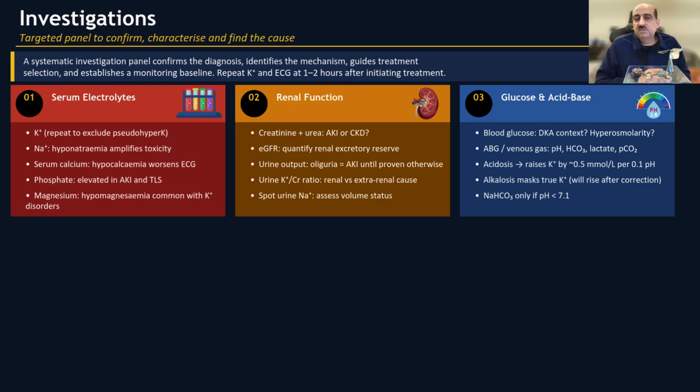Glucose and acid-base balance we have discussed. Glucose, VBG, blood gas, whether it's arterial or venous, acidosis, high anion gap, low anion gap, metabolic acidosis, and also the bicarbonate status in DKA, acidosis with pH. All of them are really crucial. We have discussed them in our previous slides. So all these investigations are really essential in hyperkalemia.